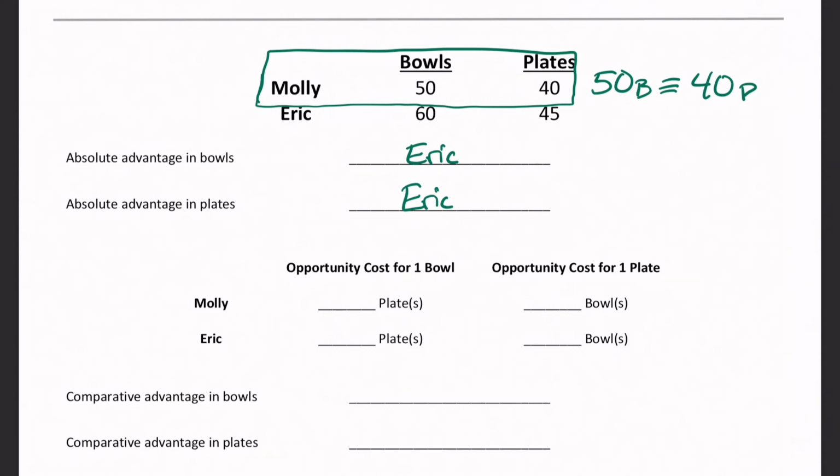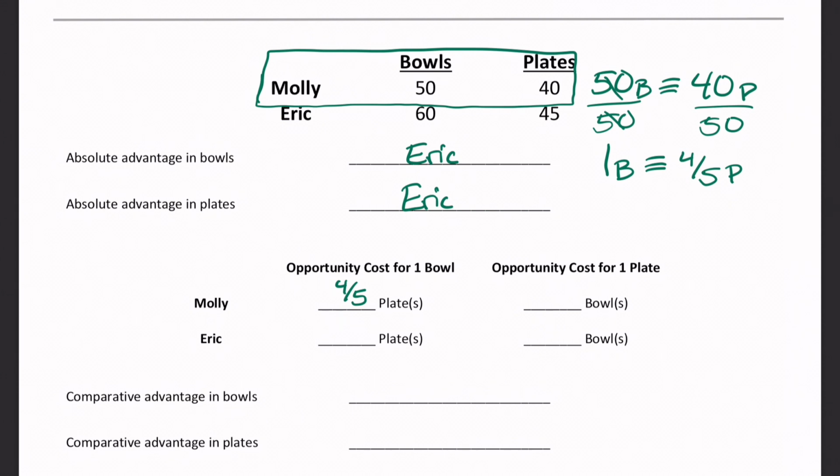But we want to understand, in order to produce just one more bowl, how many plates would she have to stop producing? Well, what we're going to do is divide both sides by 50, because those would cancel, giving us one bowl. 40 divided by 50 would get us 4/5 of a plate. So 4/5 of a plate there for Molly.